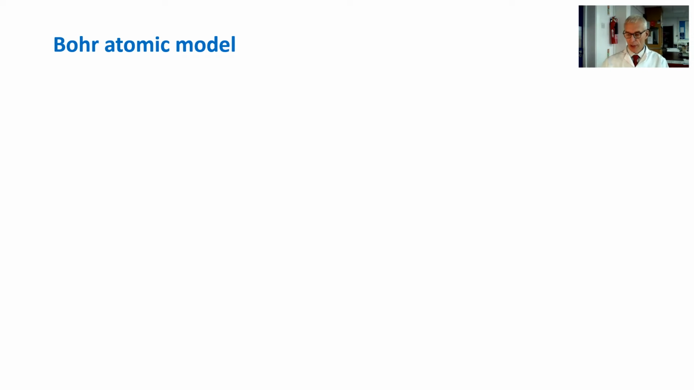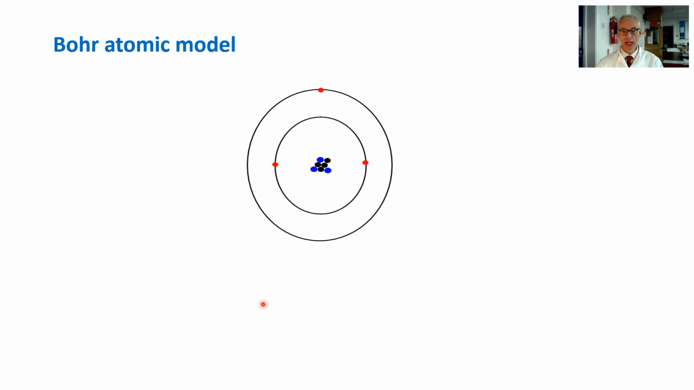So let's start with a quick recap on the Bohr atomic model, which is the model that you most probably used at GCSE or pre-A level. This is the model in which we have a nucleus in which we find the protons, which are positively charged with a mass of 1, and the neutrons with no electrical charge but also a mass of 1.